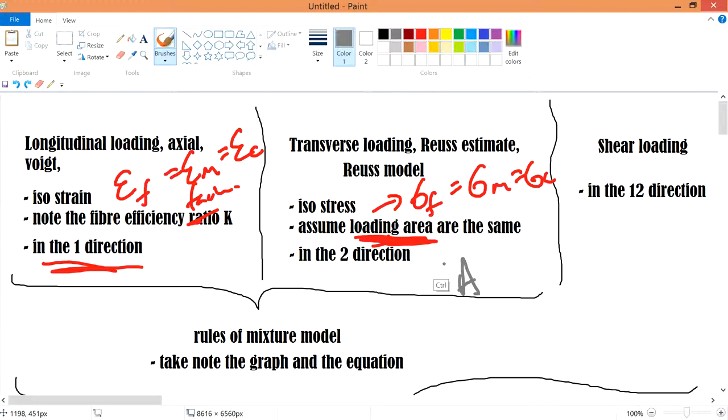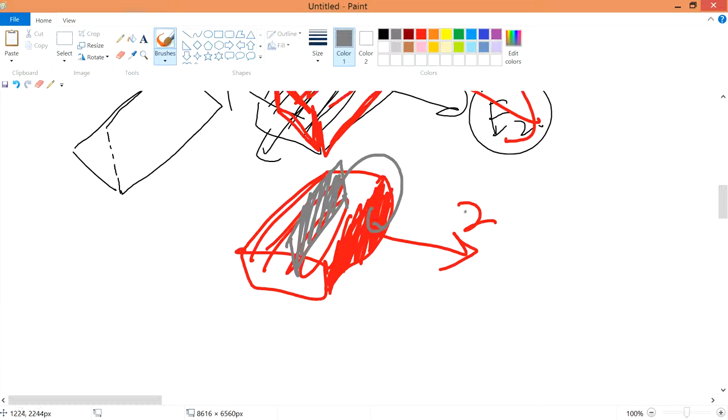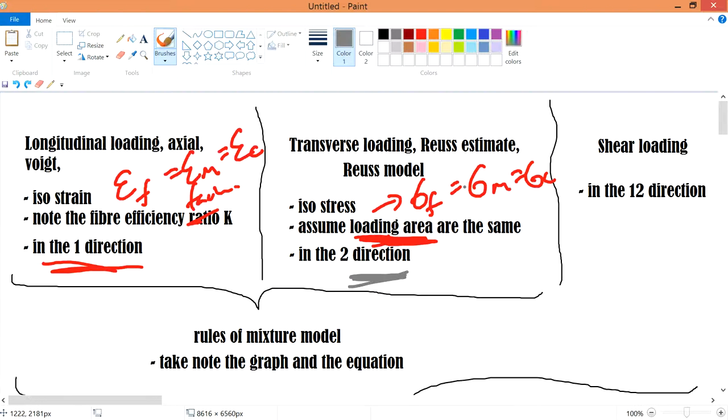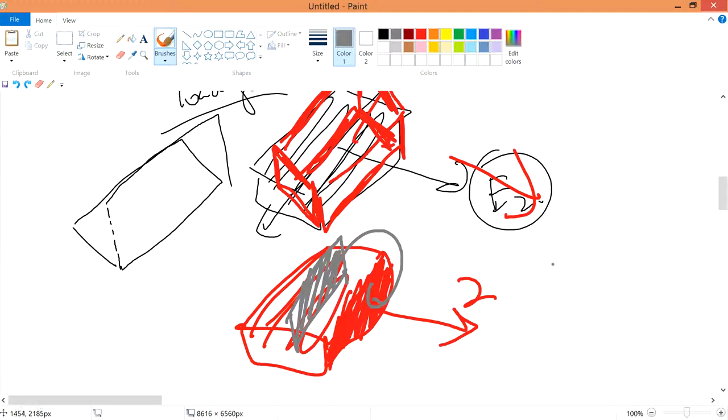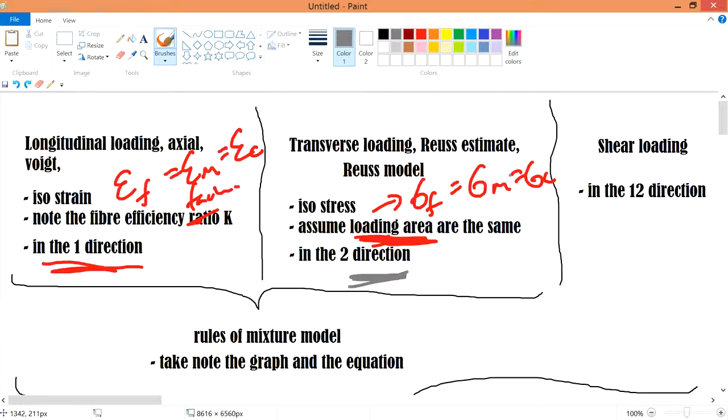In the two direction, as we have said, you are pulling in this direction. It's like your XYZ. It's not saying that you pull in two directions like that. In the one direction is X, in the two is Y, but we don't call it X and Y, we call it the one and two direction. Hopefully this is clear. And then shear loading is in the 1-2 direction, that's all.